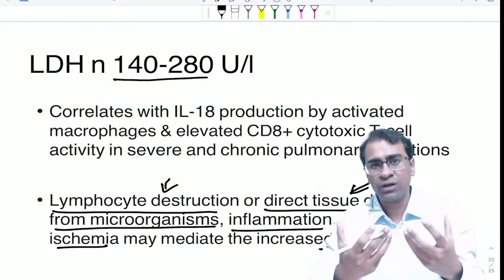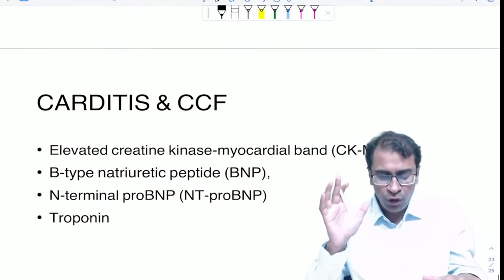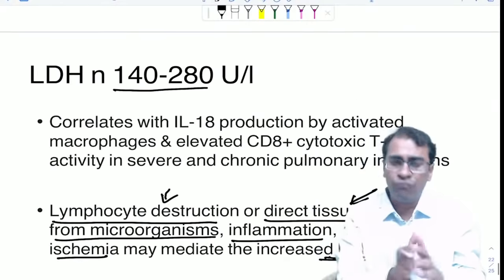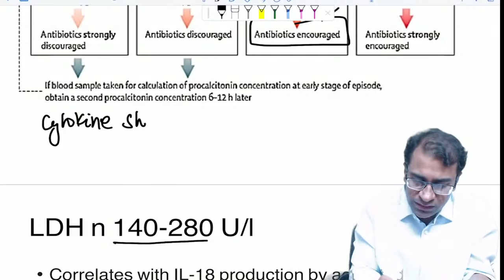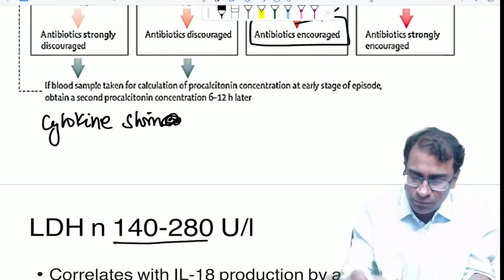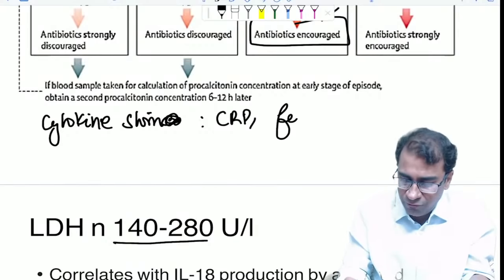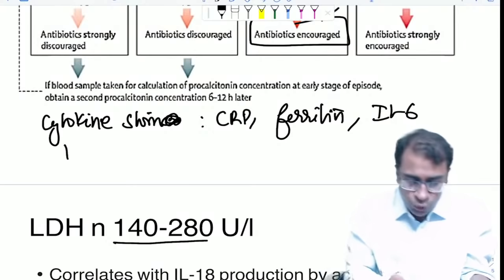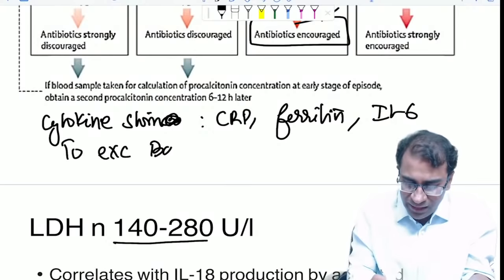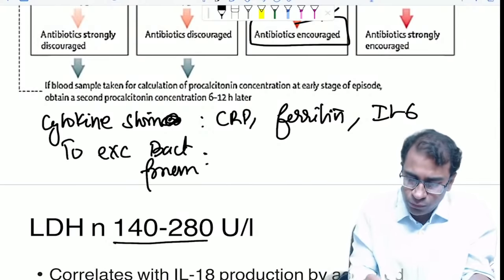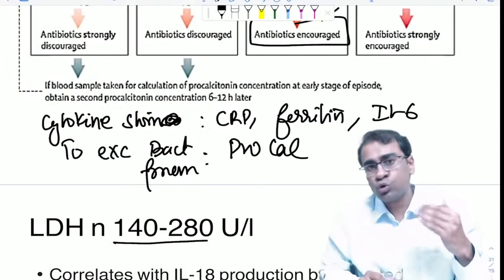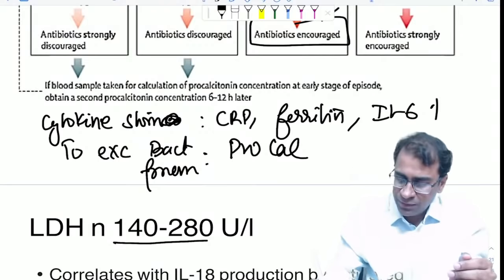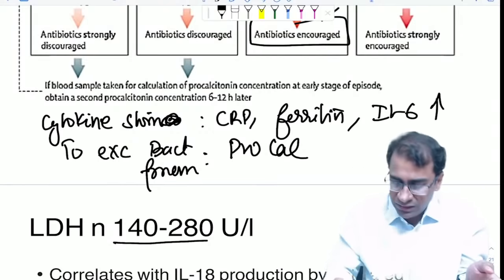Can we come to the conclusion? See, if you want to look for the cytokine storm, how will you look at? Try to do some markers like CRP, ferritin, and interleukin 6. To exclude bacterial pneumonia, try to do the procal. So if it is going towards cytokine storm, this will be increased. If it's going towards bacterial pneumonia, this will be increased.